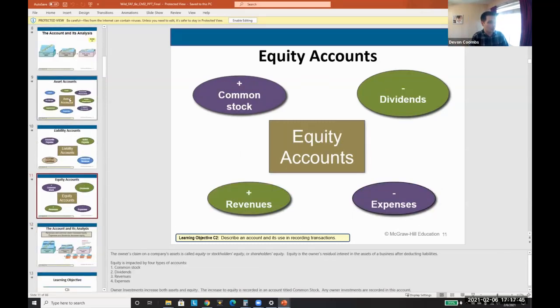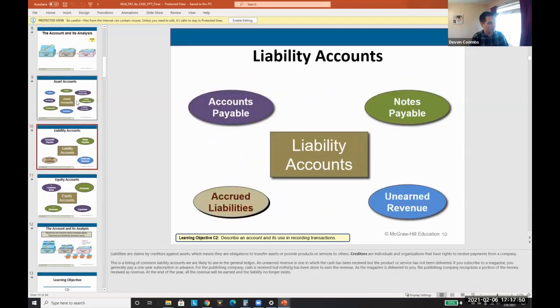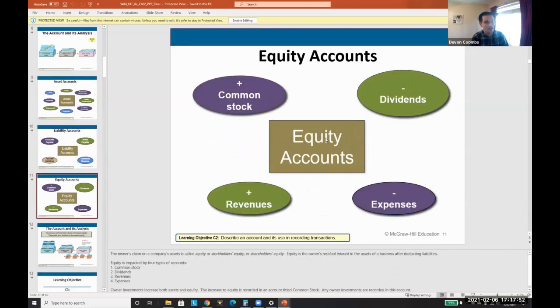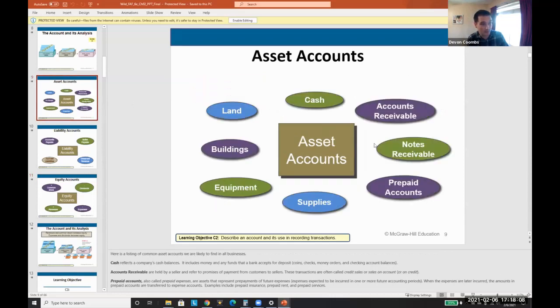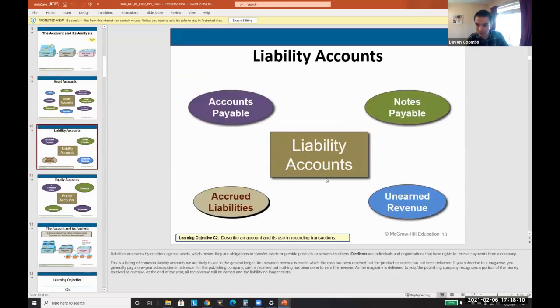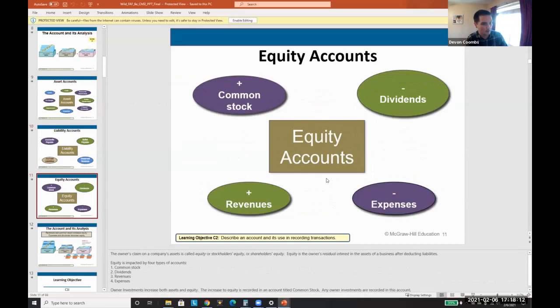And then equity. Remember, assets equal liabilities plus equity. Memorize that. Assets equal liabilities plus equity. And equity is our revenue minus our expenses, less our capital distributions, plus our capital input. So our capital input is our common stock. Our capital distributions or dividends, revenue, and expenses are all equity accounts. Just memorize these. I need you to memorize all your asset accounts, your liability accounts, and your equity accounts.